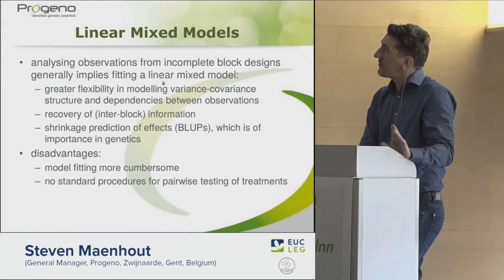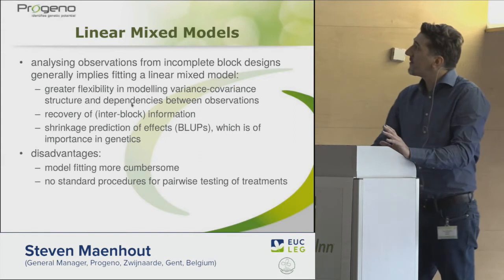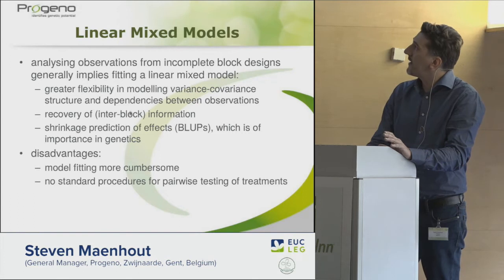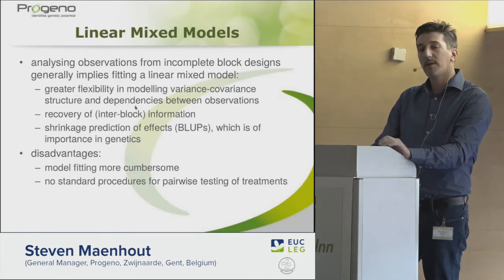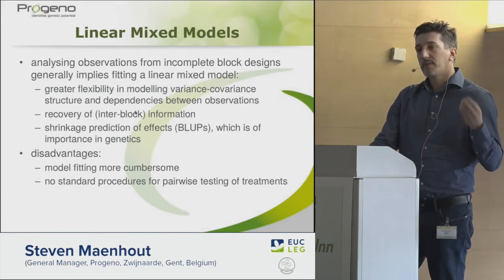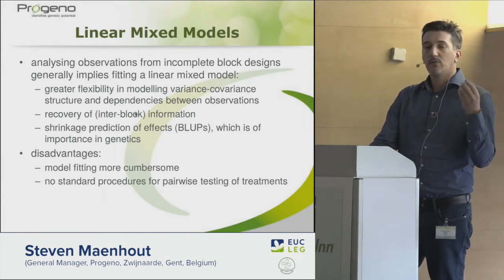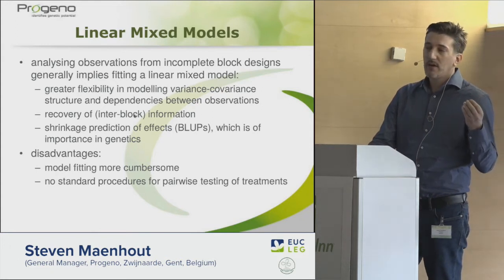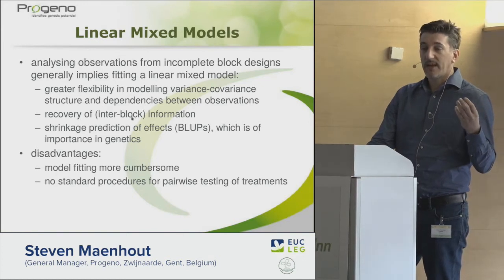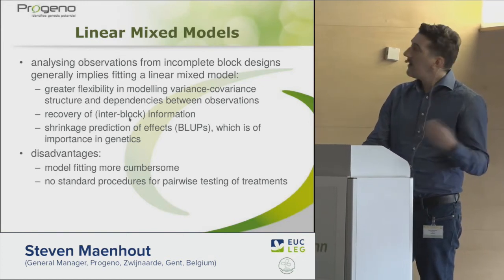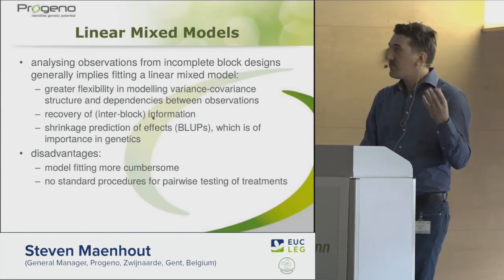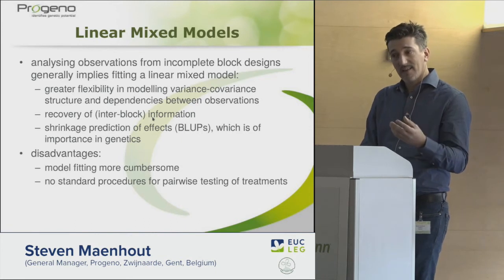There is a plus to this. There is a greater flexibility in modeling what is called a variance, covariance structure and dependencies between observations. Sounds very complicated, but basically, if you have a standard randomized complete block design and you do an analysis of variance, all the assumptions are already made for you, and your data just have to fit the assumptions. But in linear mixed models, you can make several assumptions and check them during the analysis.